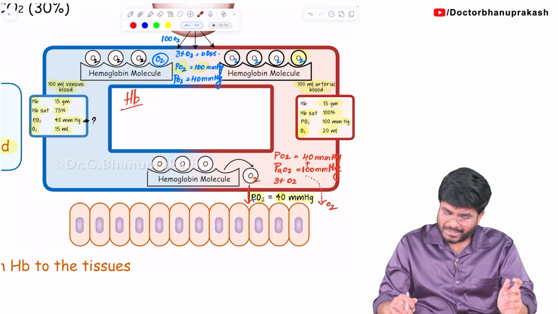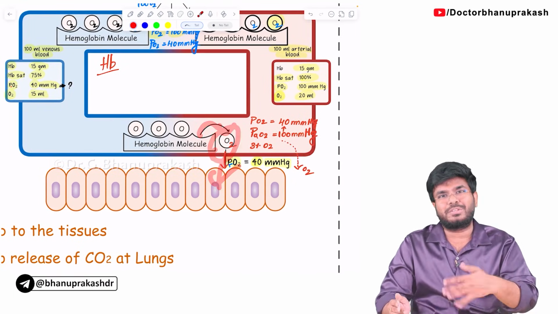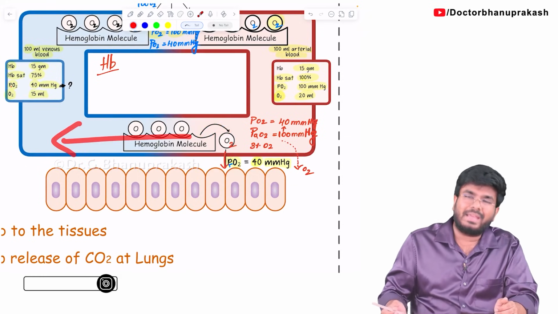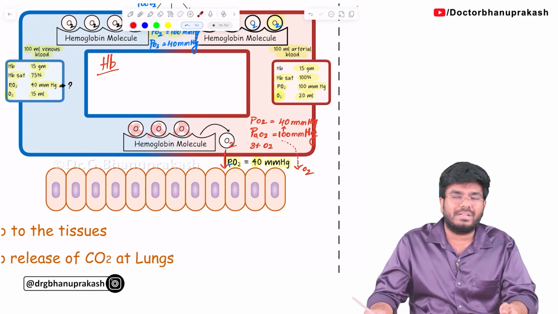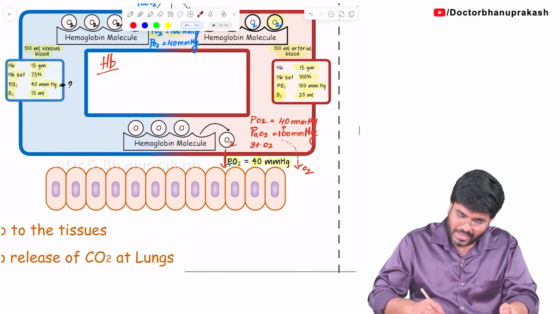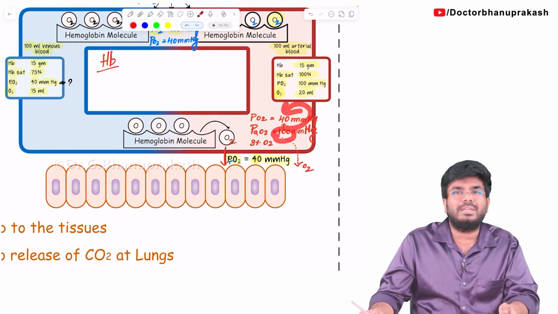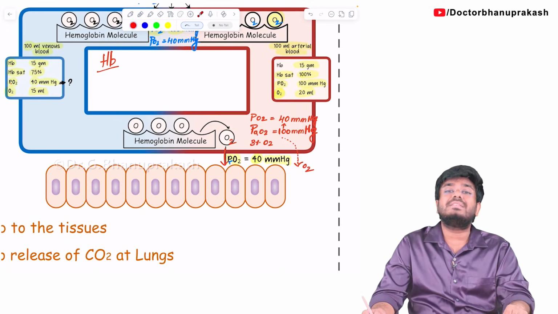Understood? So now where is the oxygen going? The oxygen is going to the tissues, and again the blood is becoming deoxygenated blood. Again 75% saturation, again deoxygenated. So I asked you why it is 40. The partial pressure from 100 is again going back to 40. The same 40 is continuing. So the partial pressure of oxygen in the venous blood is 40, and in the arterial blood it is 100.